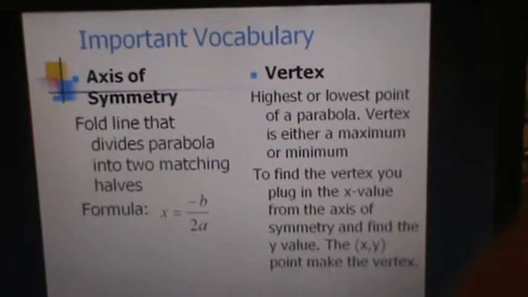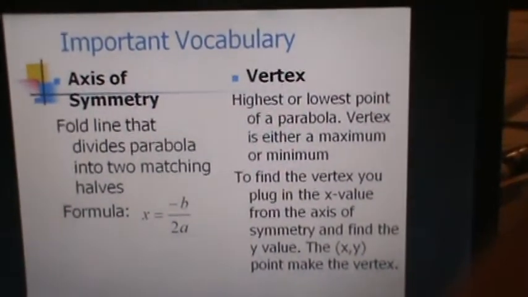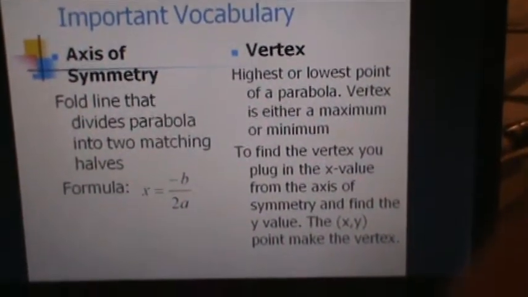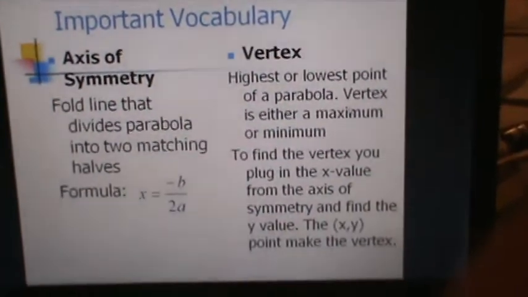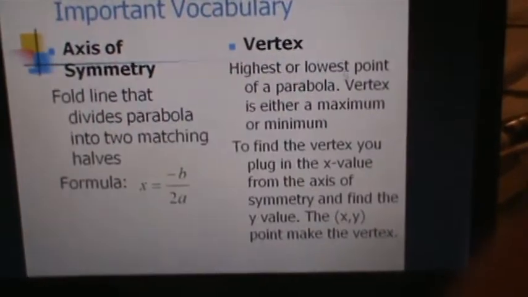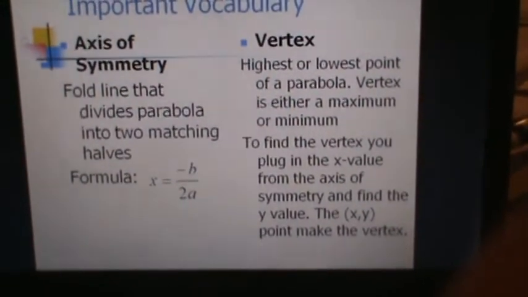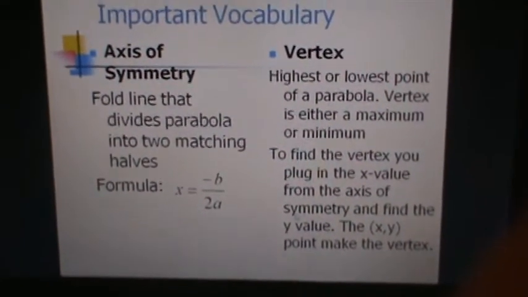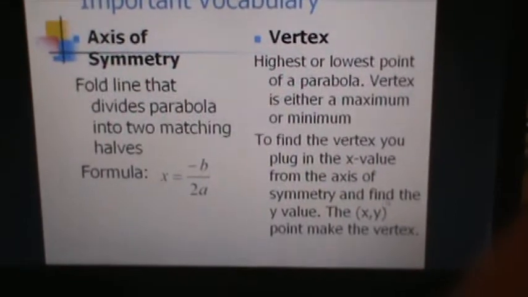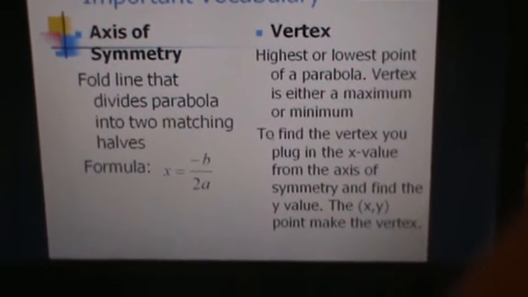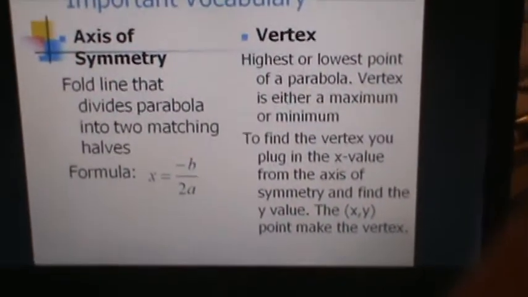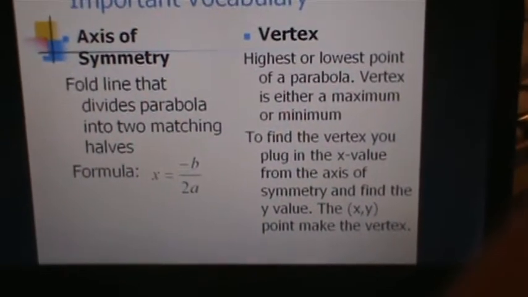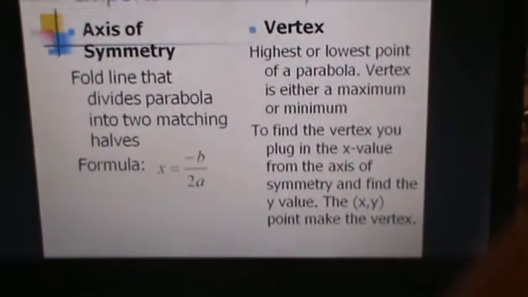The vertex, again, is the highest or lowest point of the parabola, and we either call it a maximum or a minimum. To find the vertex, you want to plug in the x value from your axis of symmetry formula, and then you find the y value by plugging in the x into the original equation. So your vertex is always a coordinate of x and y.